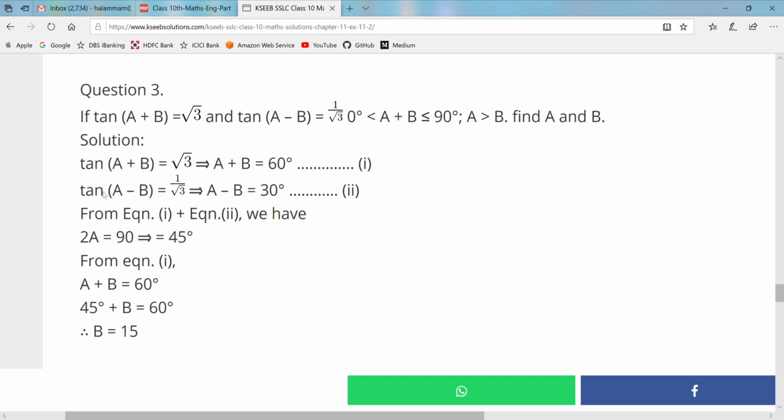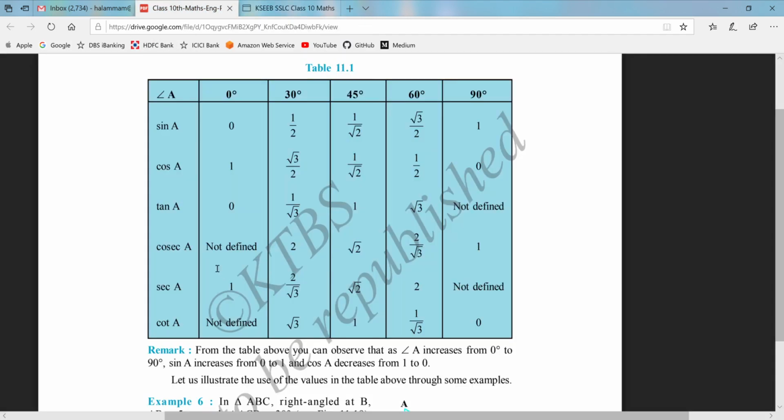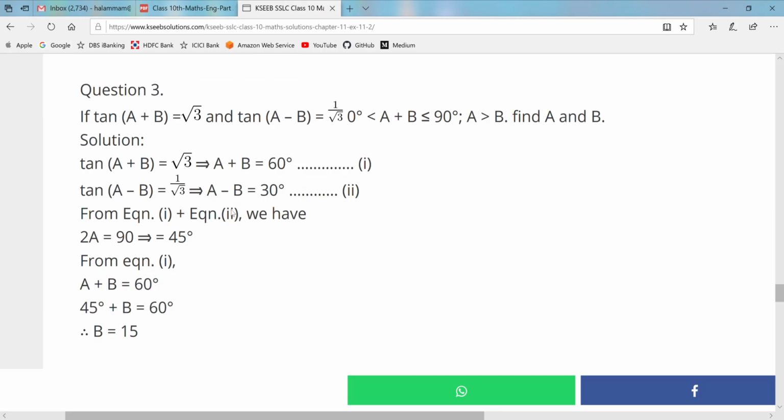Okay, next take tan(a minus b) is equal to 1 by root 3. For which angle is the tan value 1 by root 3? That is 30 degrees. Tan 30 degrees is 1 by root 3. So tan(a minus b) is equal to tan 30 degrees, tan and tan will get cancelled. So a minus b is equal to 30 degrees you will get. Take this as equation 2. Like this you should simplify.